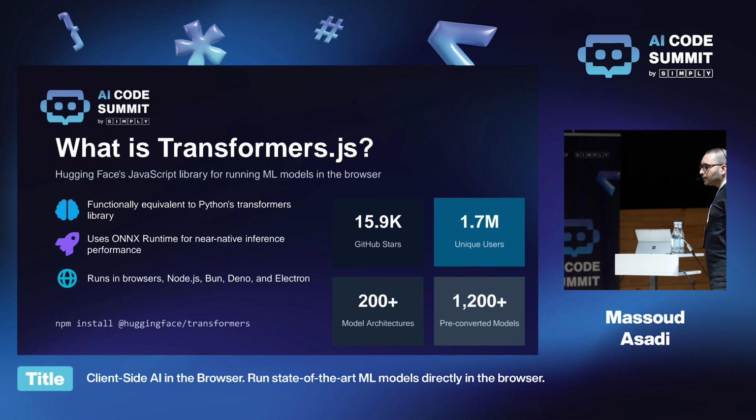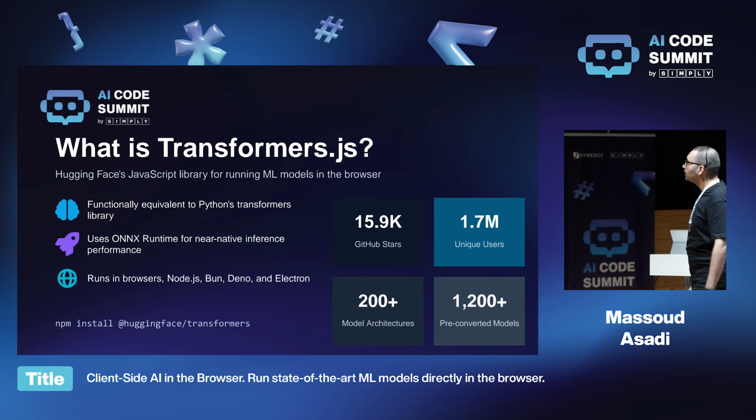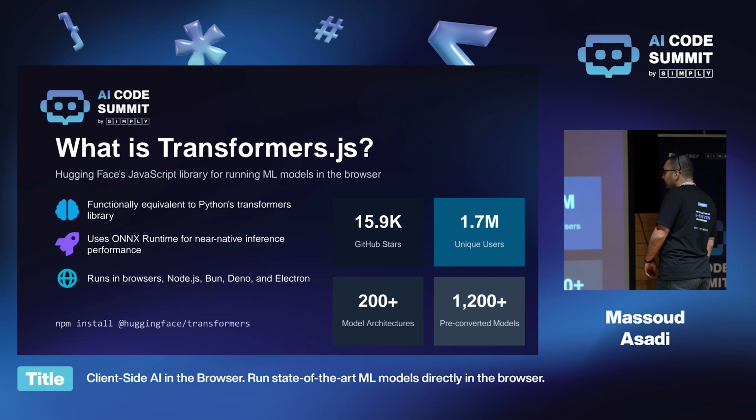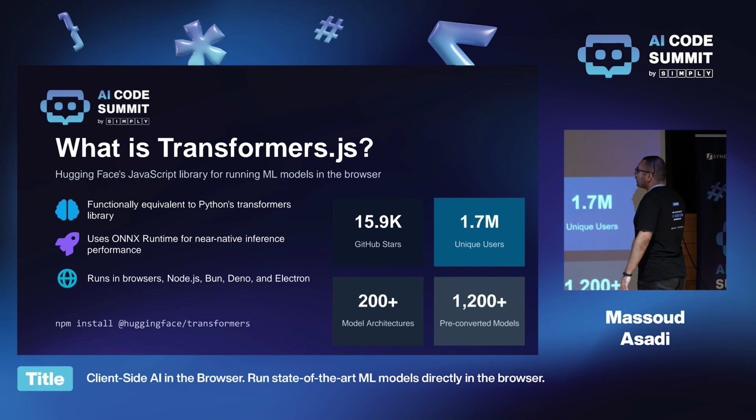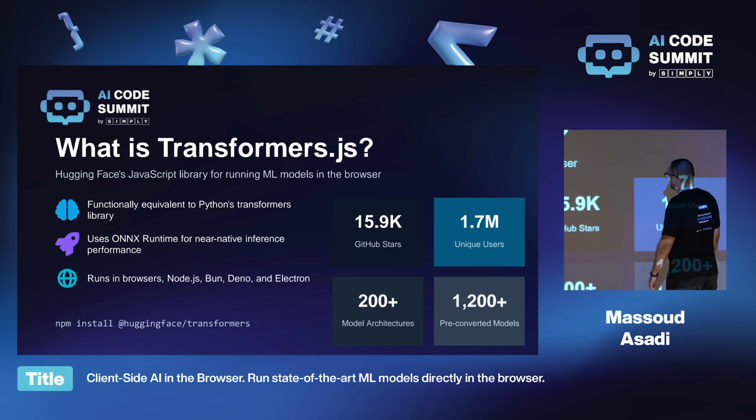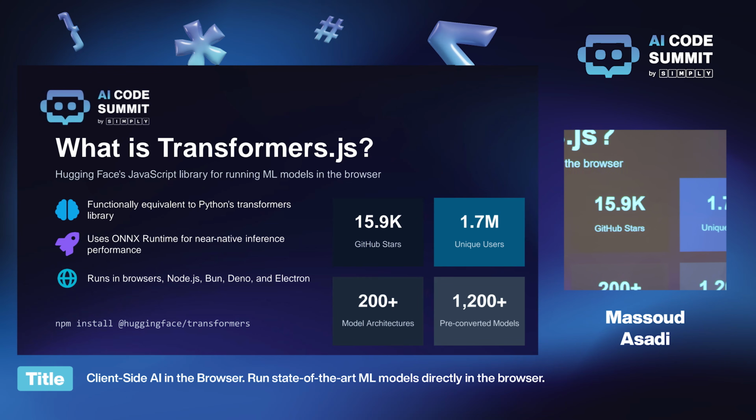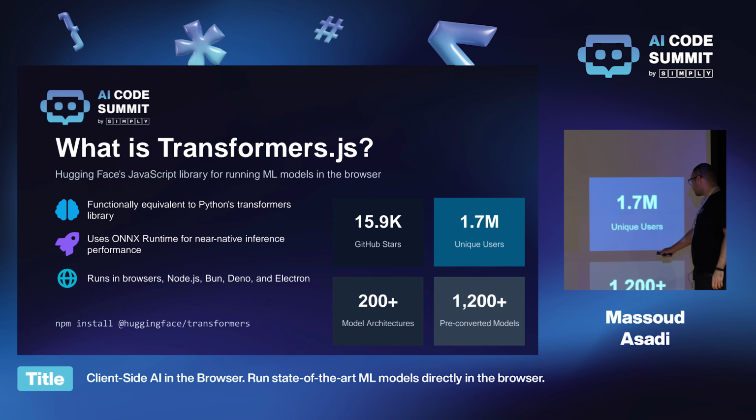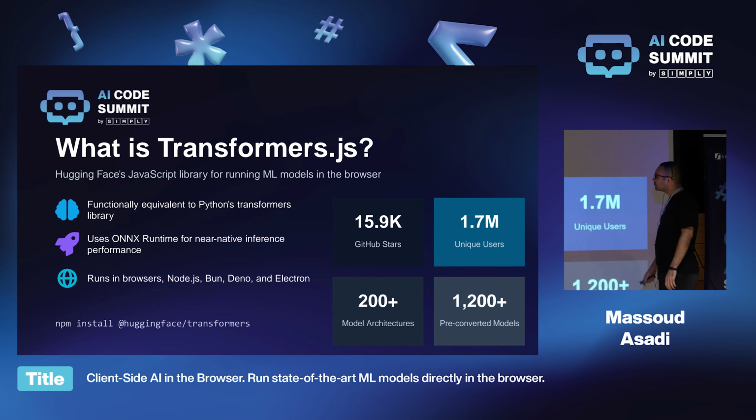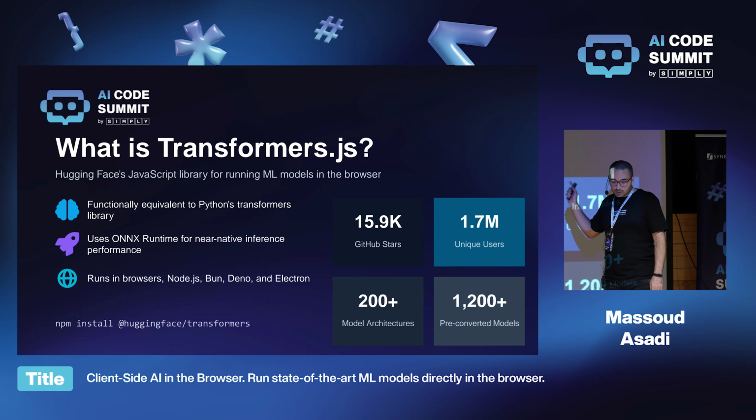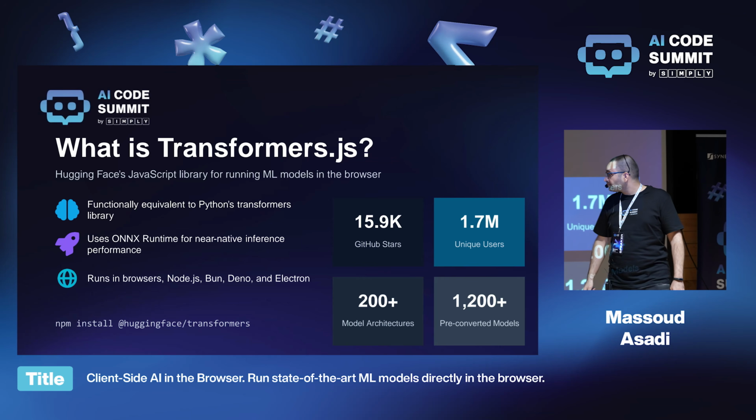So let's talk about Transformers.js. It's kind of the industry standard library because they have a lot of ready models. They have more than 1,200 pre-converted models. Also, they have a huge community in Hugging Face, and there are a lot of users on GitHub also.